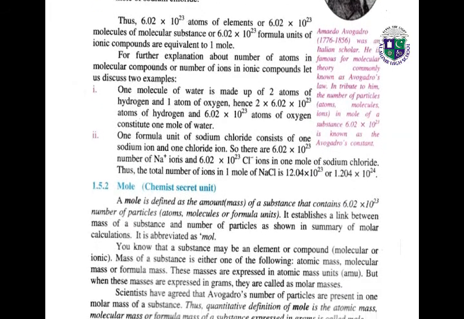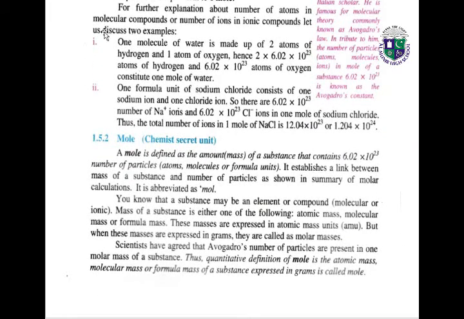So students, for further explanation about the number of atoms in molecular compounds or the number of ions in ionic compounds, let us discuss 2 examples. Number 1, 1 molecule of water is made up of 2 atoms of hydrogen and 1 atom of oxygen. 1 formula unit of sodium chloride consists of 1 sodium ion and 1 chloride ion.